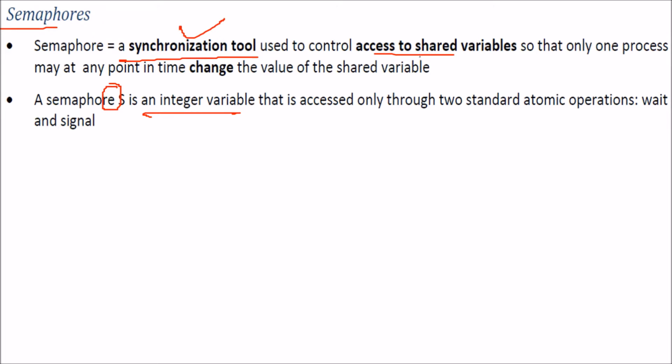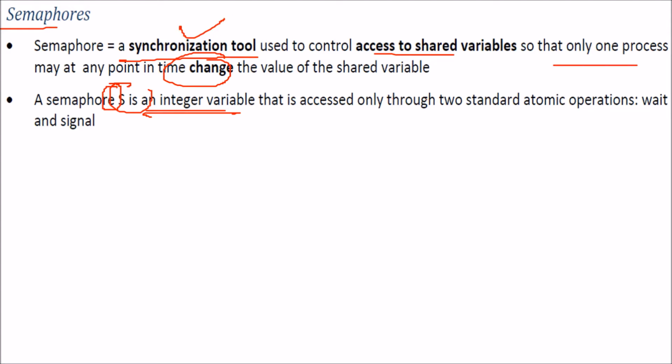As we said, with a shared variable, everyone wants to access it at the same time. So only one process may, at any point in time, change the value of the shared variable. This is the requirement. So now this semaphore S, as I just said, is an integer variable only.